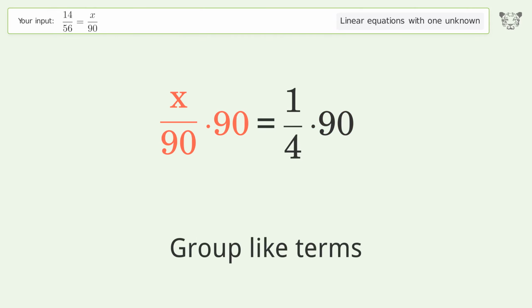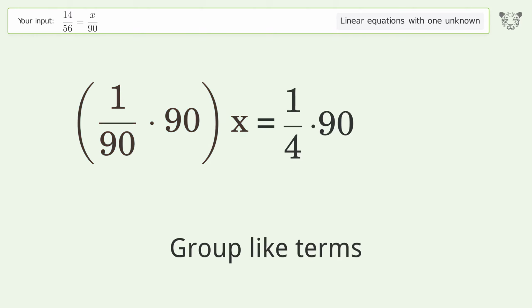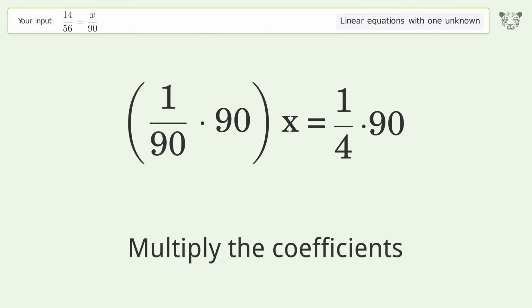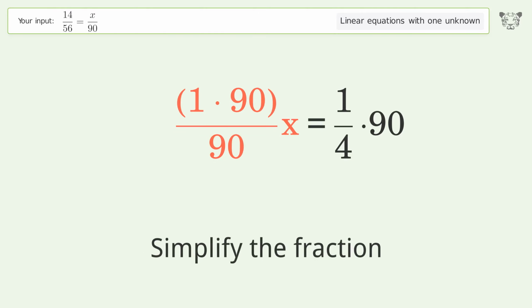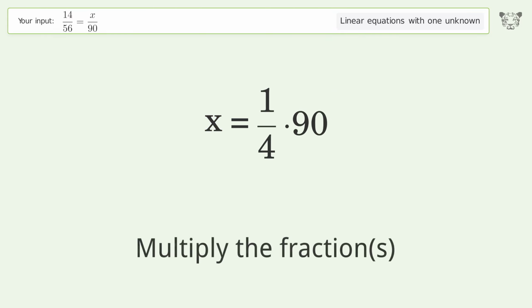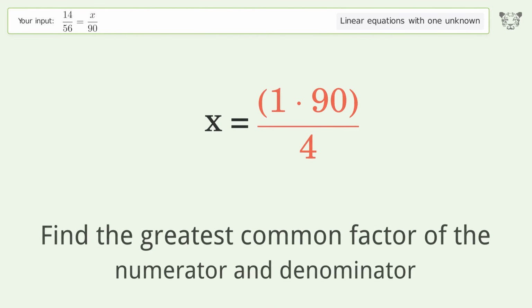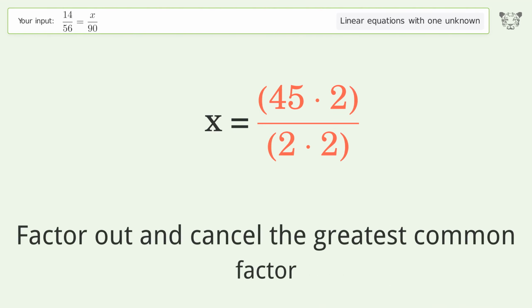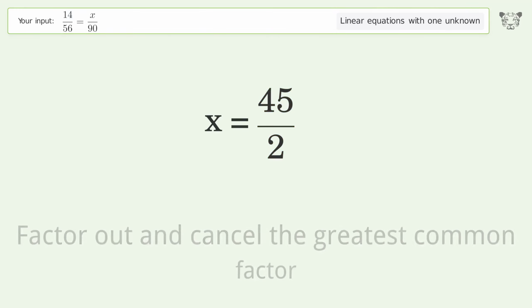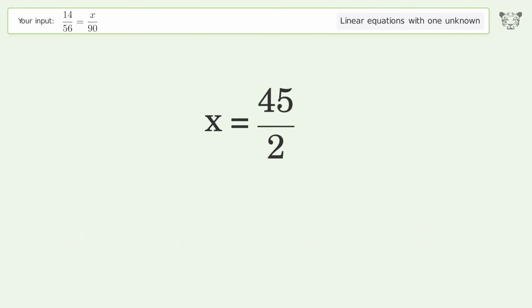Group like terms. Multiply the coefficients. Simplify the fraction. Multiply the fractions. Find the greatest common factor of the numerator and denominator. Factor out and cancel the greatest common factor. And so the final result is x equals 45 over 2.